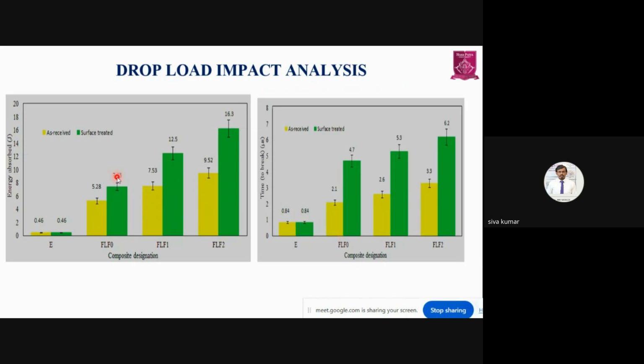So this is the drop load impact. As I mentioned, at a certain velocity, you keep the specimen and release it, like the shooting of a bullet, the same methodology, keeping some distance and some velocity. If you drop a mass, how does it perform, how much energy does it absorb? For epoxy, it is only 0.46 joule, and FLF2 Ceylon treated has the highest value, 16.3 joules.